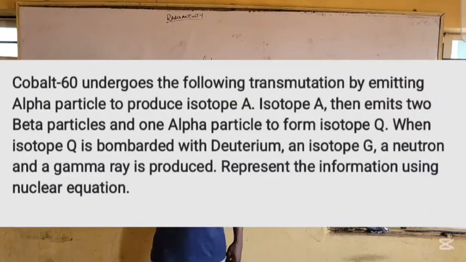Now let's take this example. Cobalt 60 undergoes the following transmutations by emitting alpha particle to produce isotope A. Isotope A then emits two beta particles and one alpha particle to form isotope Q. When isotope Q is bombarded with deuterium, an isotope G, a neutron and a gamma radiation is produced. Then we have the question that you should represent the information using nuclear equations and that we should identify isotope A and G and state the relationship between isotope A and Q.